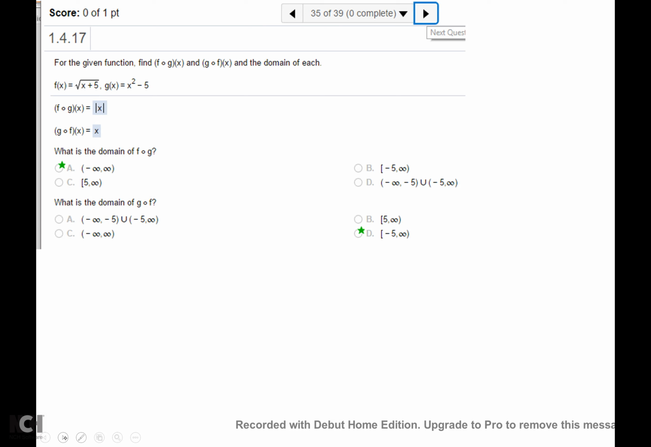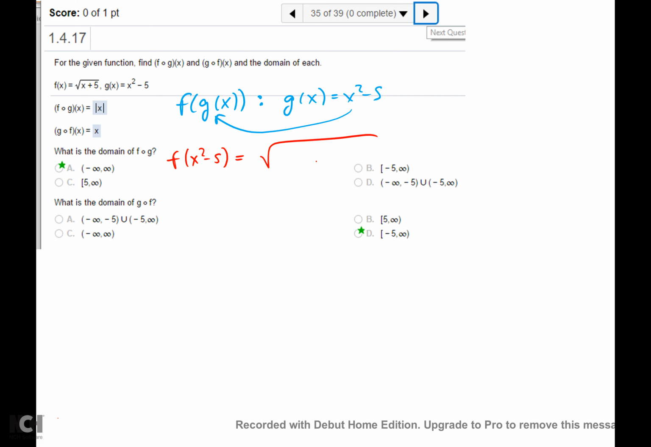Alright, they want f of g of x and g of f of x. So, let's see, if I do f of g of x, this says start with the g function, which is x squared minus 5, and take it to f. So I'm going to find f of x squared minus 5. F says whatever you brought, square root of whatever you brought, plus 5. I brought x squared minus 5. Those cancel. The square root of x squared is not just x. Remember, if these are even and cancel, it's the absolute value of x.